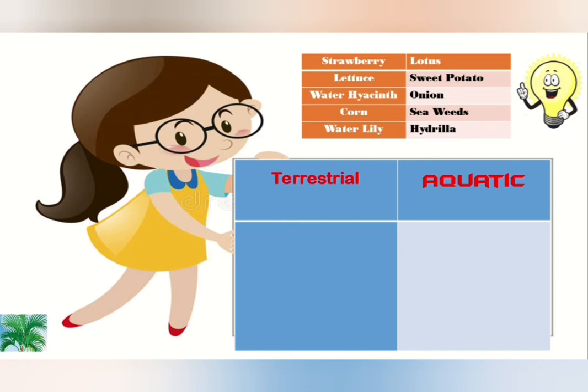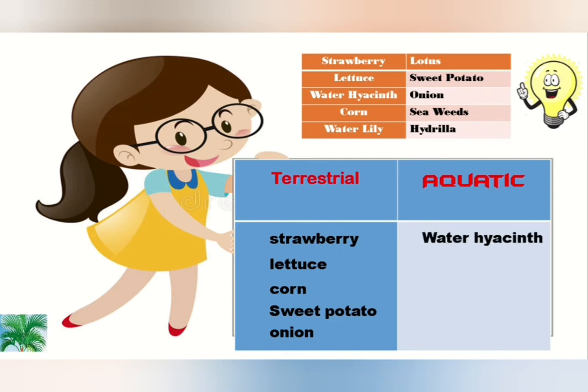Okay, so the answers are, under the terrestrial habitat, we have the strawberry, the lettuce, corn, sweet potato, onion. Under aquatic habitat, we have the water hyacinth, water lily, lotus, seaweeds, and hydrilla.